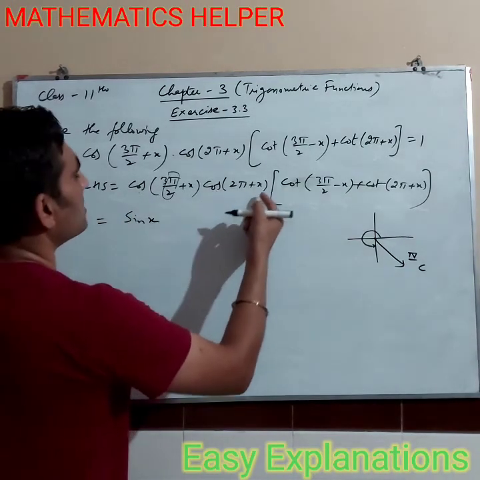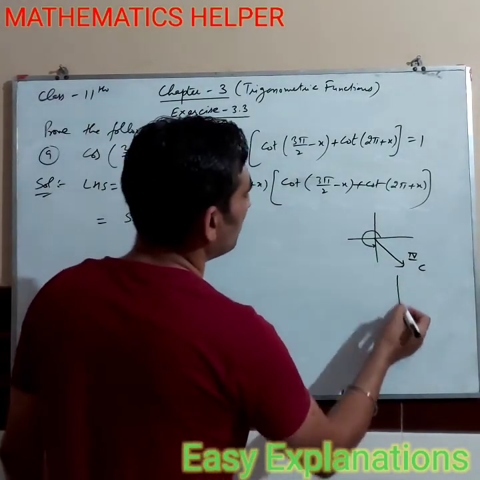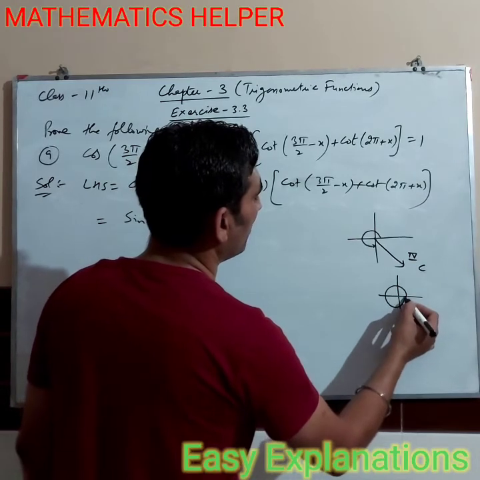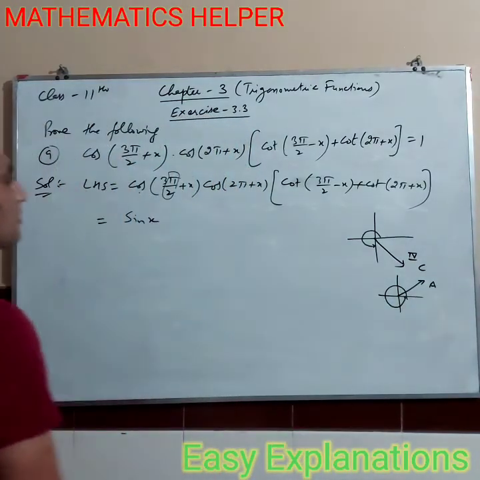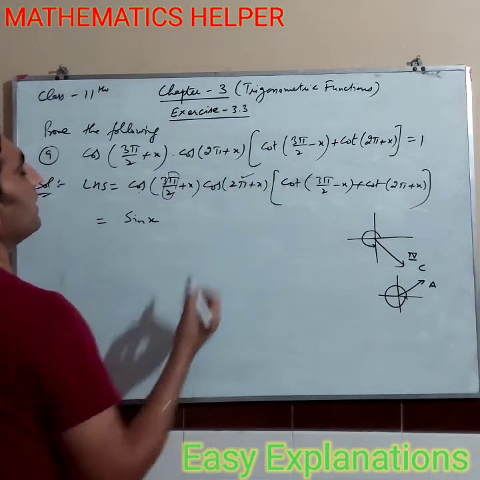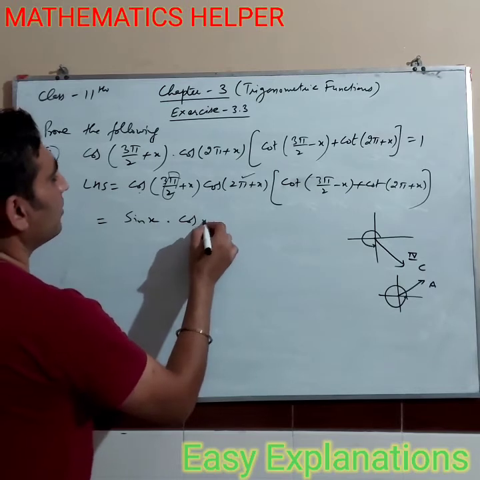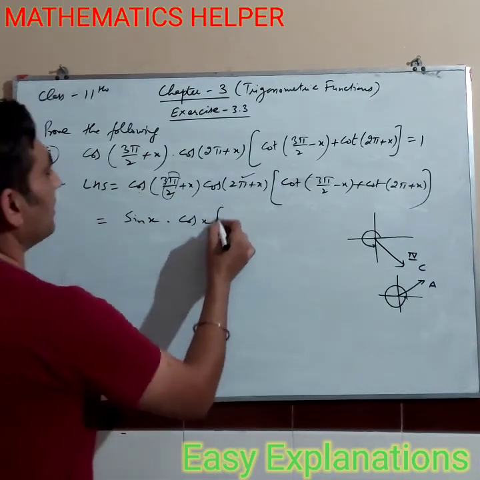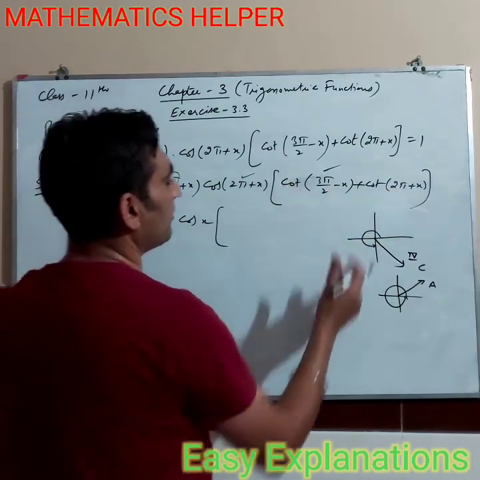Then we have cos(2 pi plus x). 2 pi plus x means up to 2 pi we have one complete round, plus x means we are in the first quadrant. In the first quadrant all the trigonometric ratios are positive. Since this is an integral multiple of pi, cos will remain cos and only x with it. Now the turn is to solve the inside, the bracket of the combination of cot.